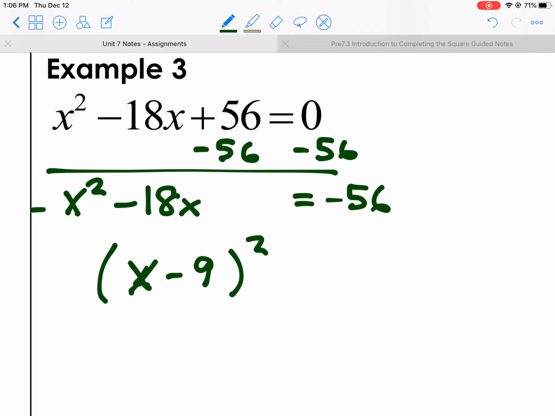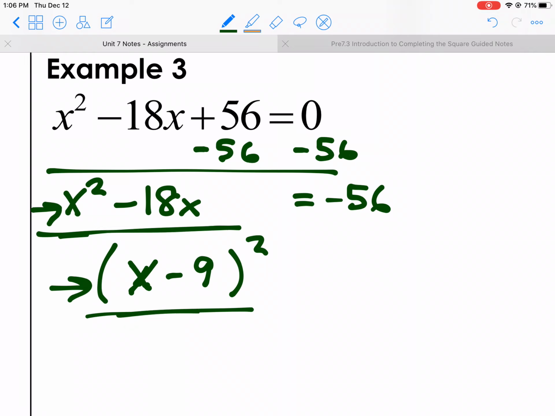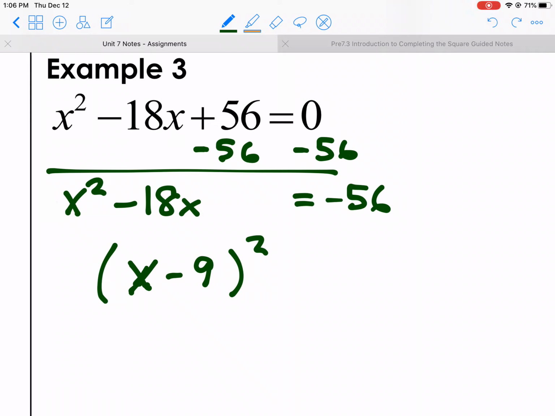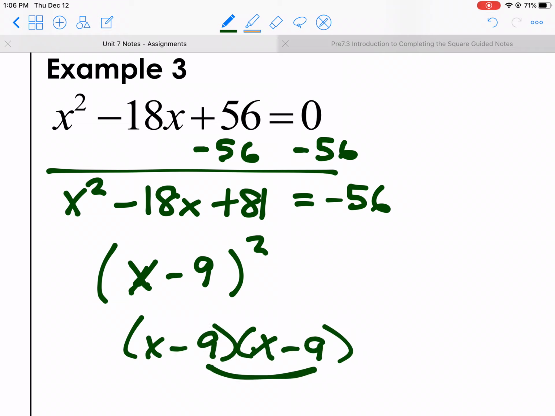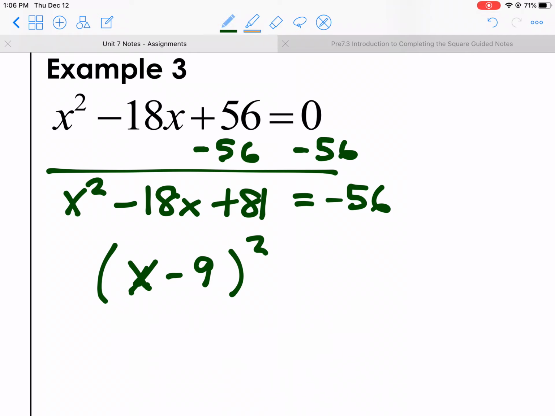Now, in order for this expression to equal this expression, so this whole line to equal this whole thing, I need to add something to it. I need to add 9 squared, right? Because if I multiply this out, remember x minus 9 times x minus 9, the final thing that I get comes from multiplying those two together. That's going to be our 81. If I add 81 to one side of an equation, I have to add it to the other side as well to make the equation still true.